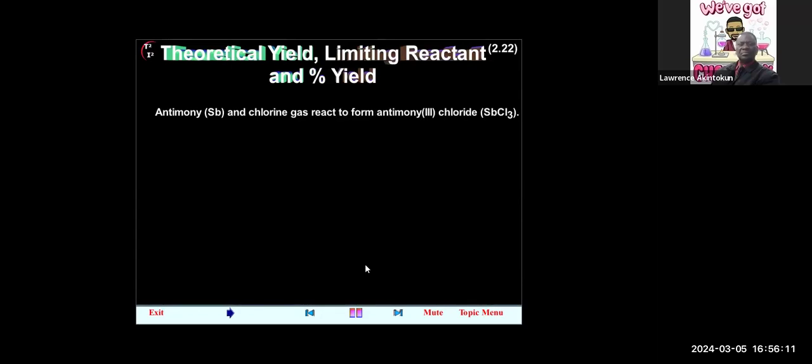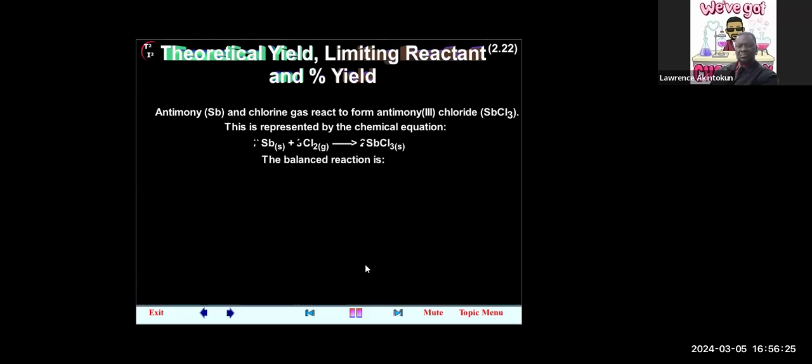Antimony Sb and chlorine gas react to form antimony(III) chloride, SbCl3. This is represented by the chemical equation. The balanced reaction is as follows. From stoichiometry, you should know that 2 moles Sb reacts with 3 moles Cl2 to produce 2 moles SbCl3.